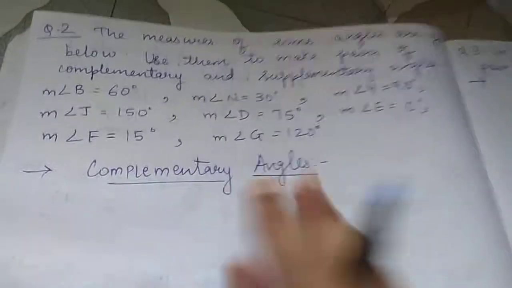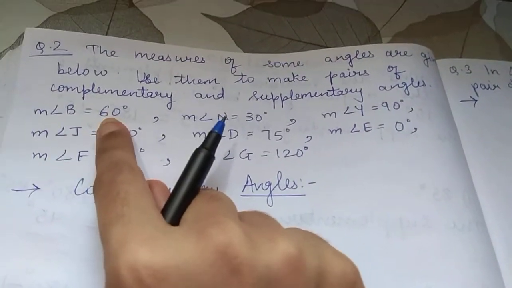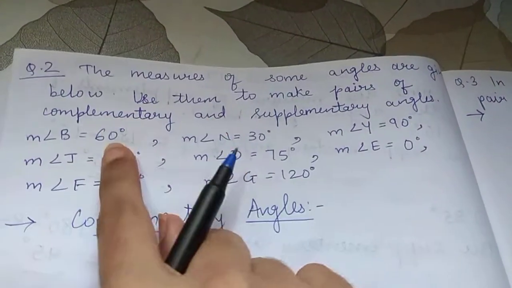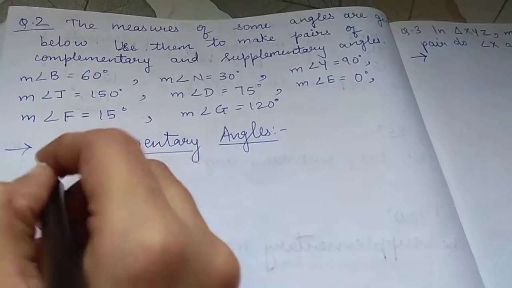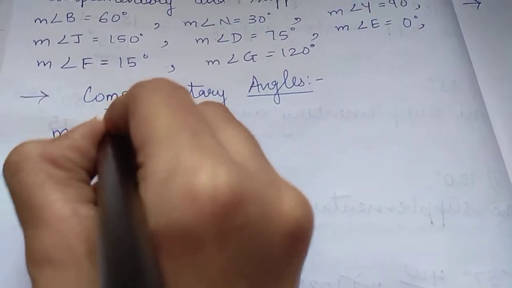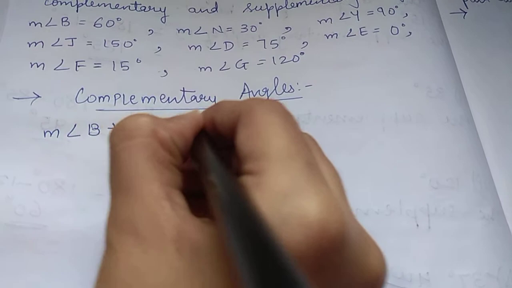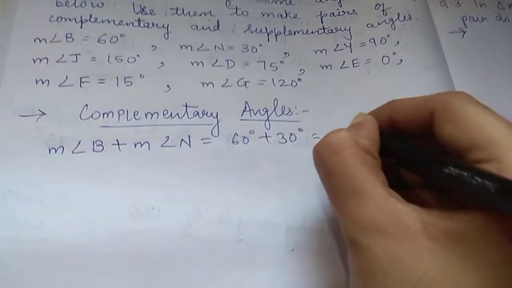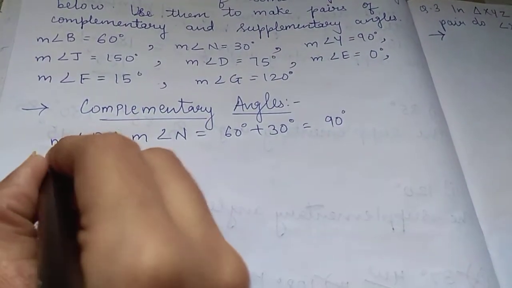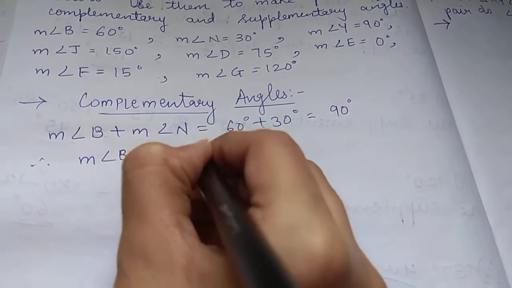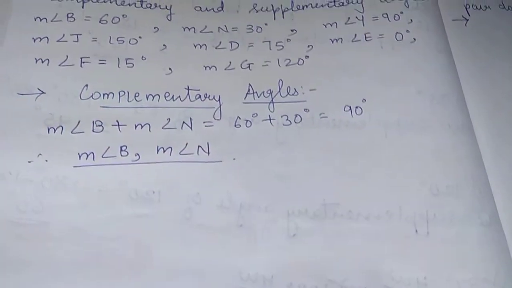Now there have to be two angles. Suppose I am taking B, 60. To be complementary, the sum has to be 90, so 60 plus 30 is 90. So I am writing here measure of angle B plus measure of angle N equals 60 plus 30, which is 90 degrees. Therefore, angle B and angle N are the first pair.